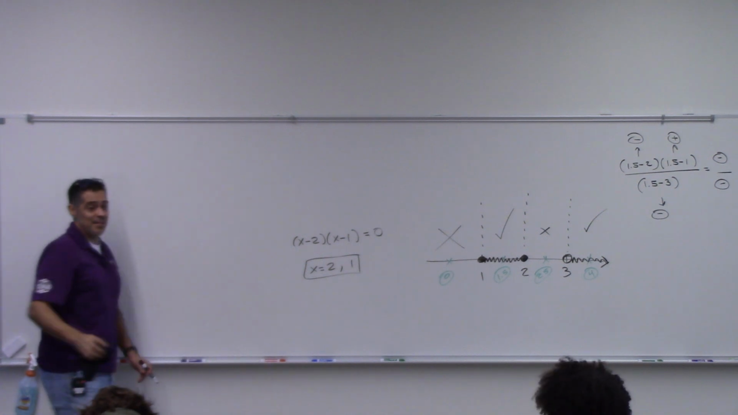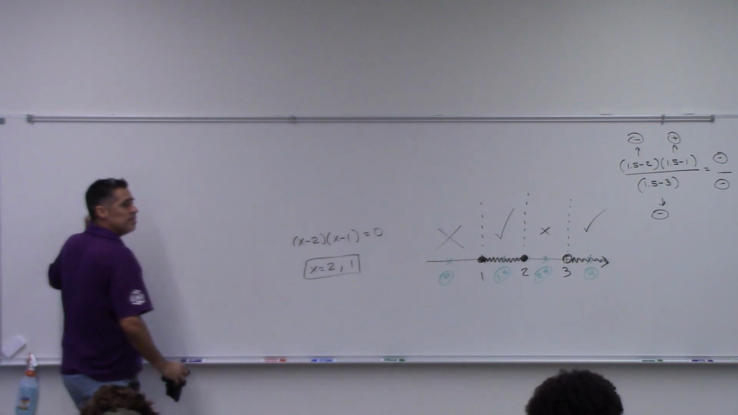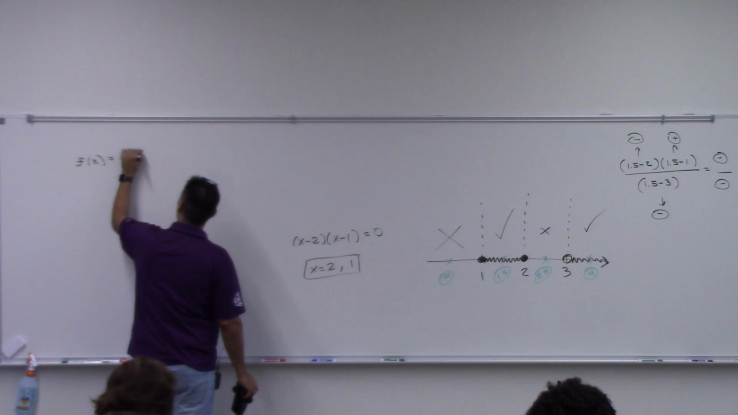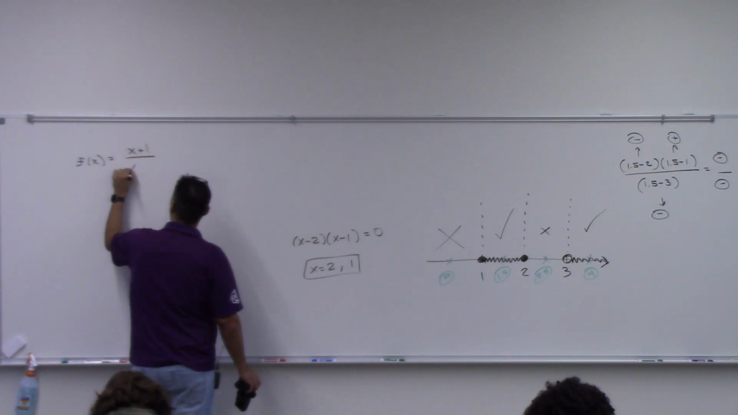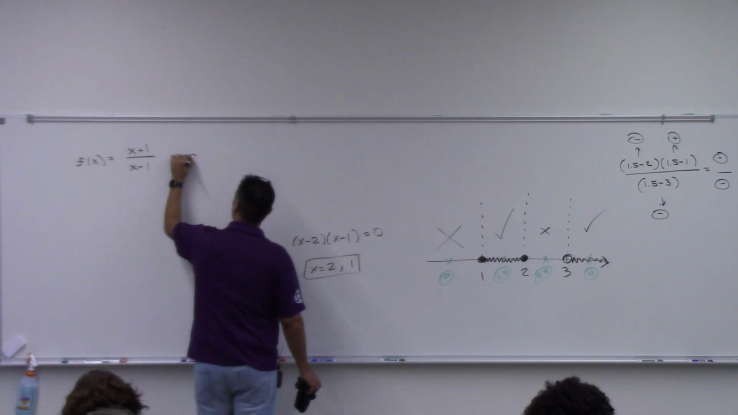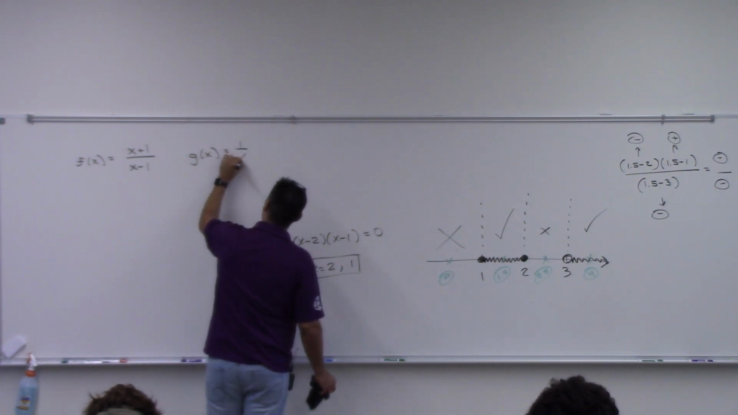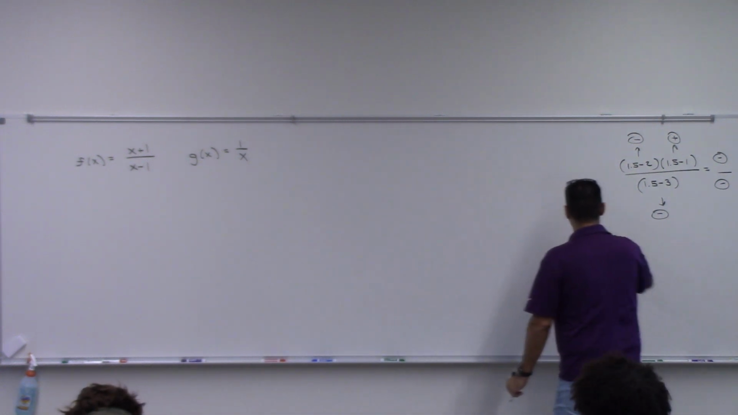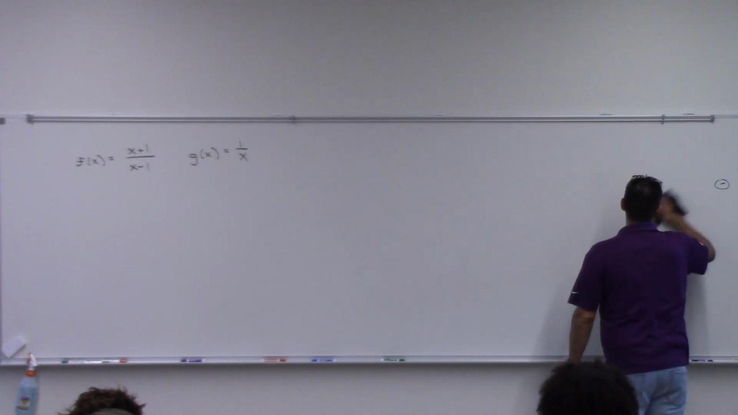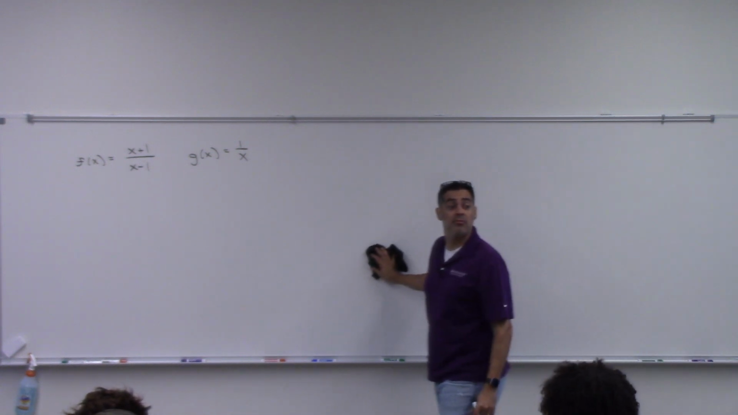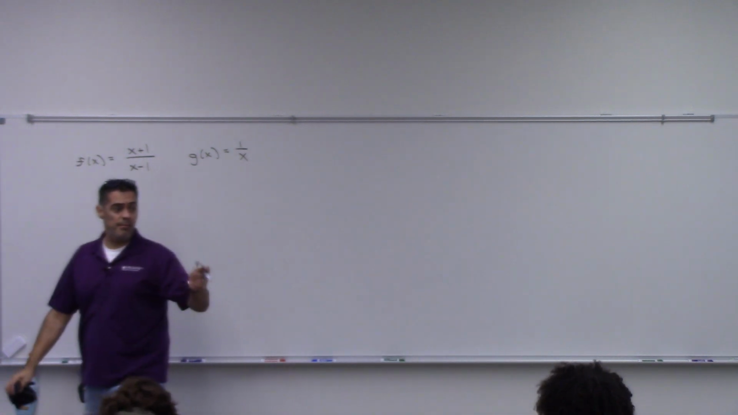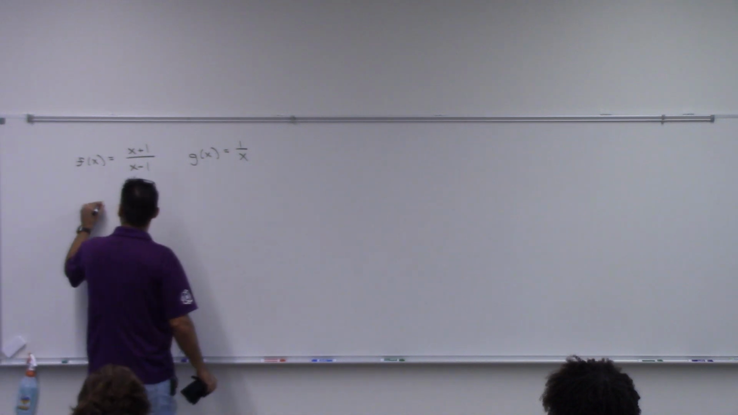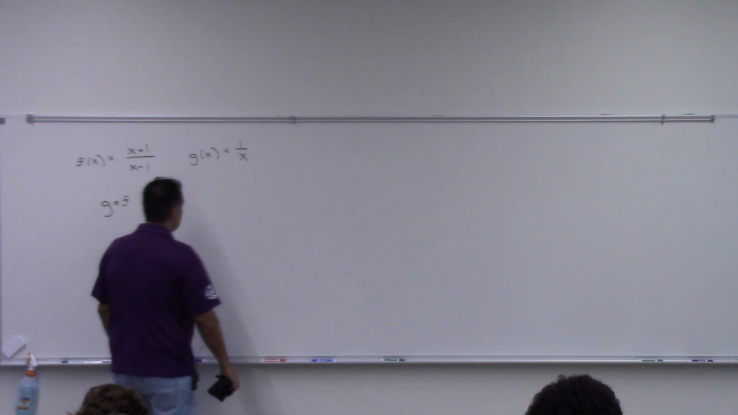So now we're talking about composition, right? Composition of functions. We're given that f of x equals x plus 1 over x minus 1. And we're given that g of x is 1 over x. Do you want to do f of g or g of f? It doesn't matter? We'll do g of g as well. But before that, f of g or g of f? G of f. Okay, let's find this.